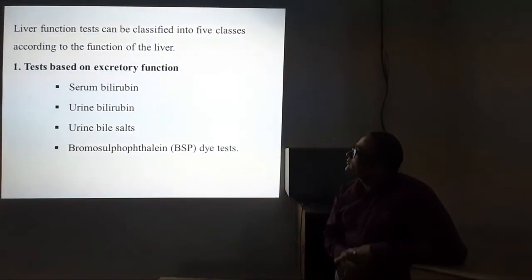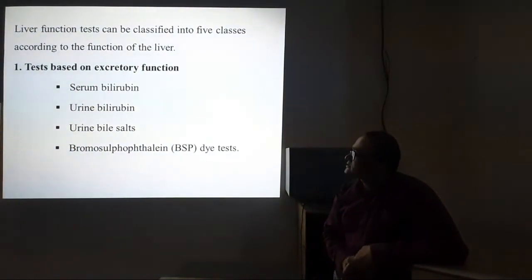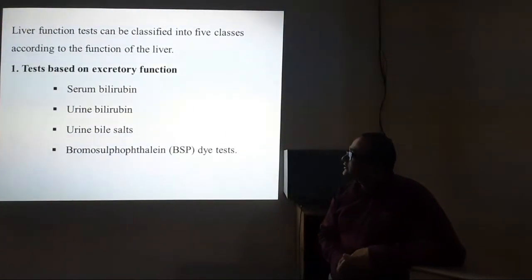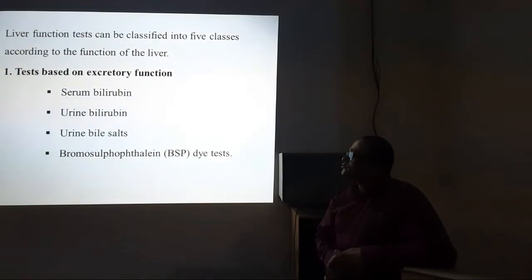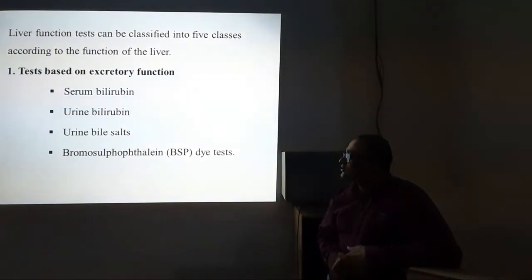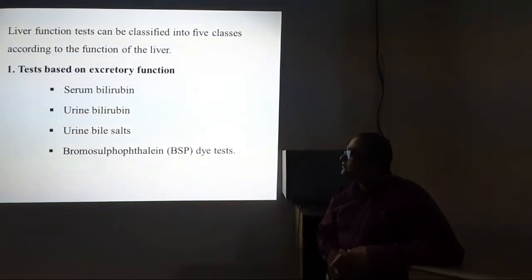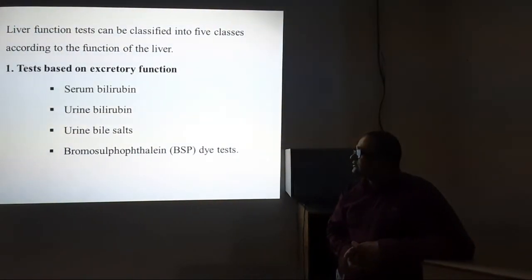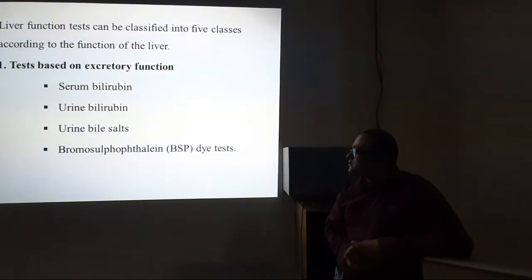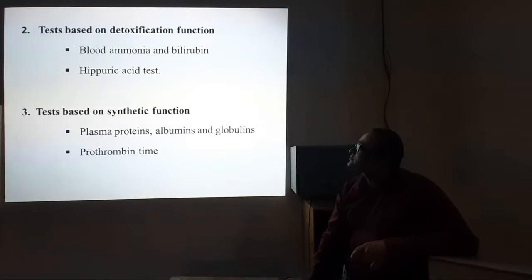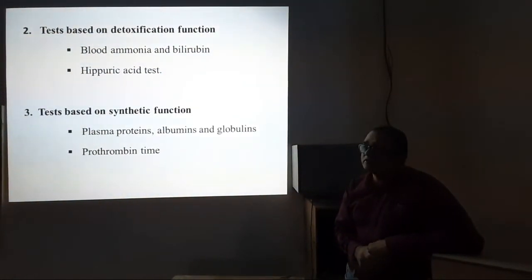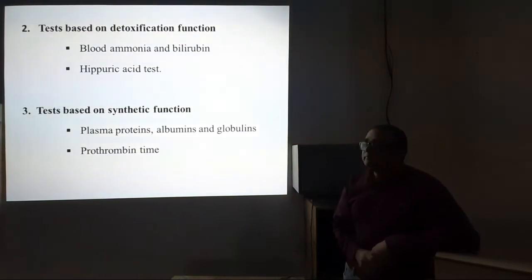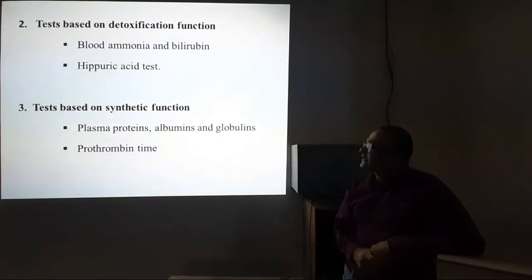Based on this we have classified the tests into 5 classes. The first class is tests based on the excretory function. There are 4 tests we usually do: one is the serum bilirubin, second is urine bilirubin, third is urine bile salt, and the last one is the bromosulfophthalein dye test. The next group of tests is tests based on the detoxification function, that are the blood ammonia and bilirubin and hippuric acid test.